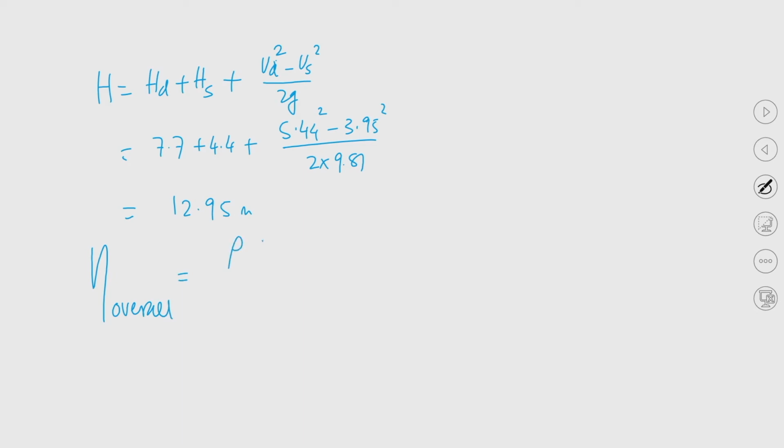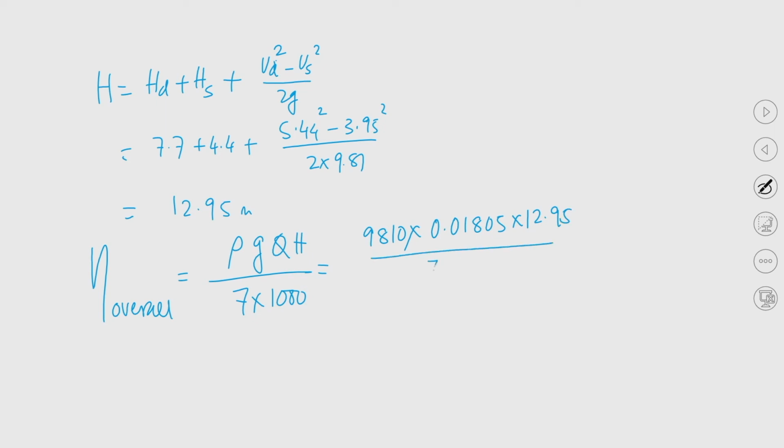Now, using this value, if we calculate eta overall, that is rho g Q H divided by 7 into 1000 watt. So, this is 9810 into 0.01805 into 12.95 divided by 7000, and this value comes to 0.3276, or 32.76%. So, this is the overall efficiency, you can understand.